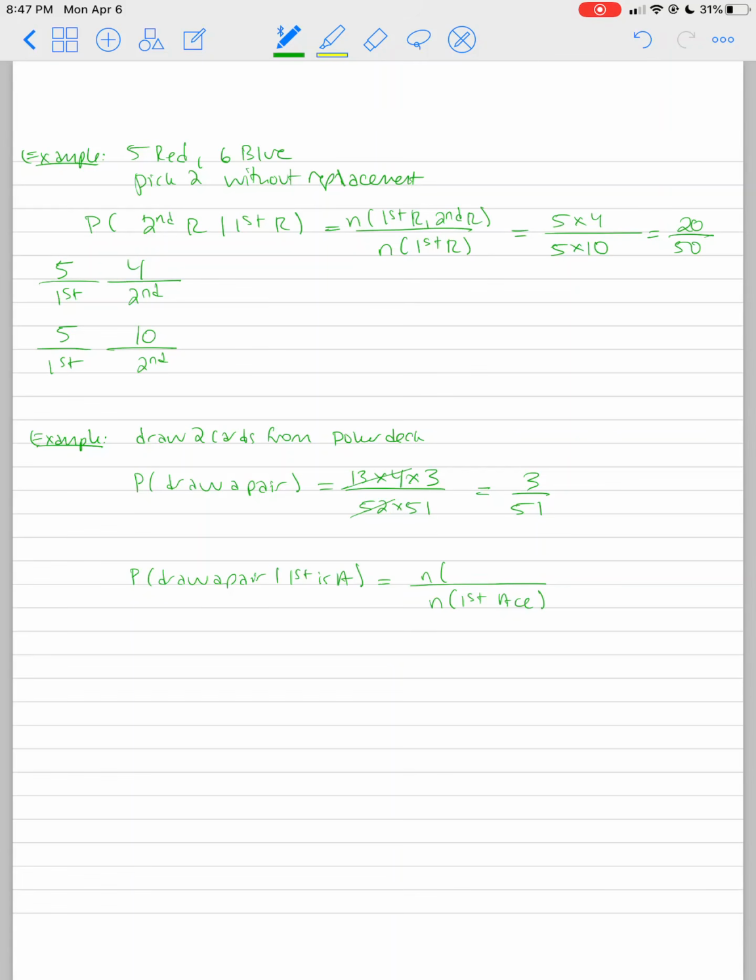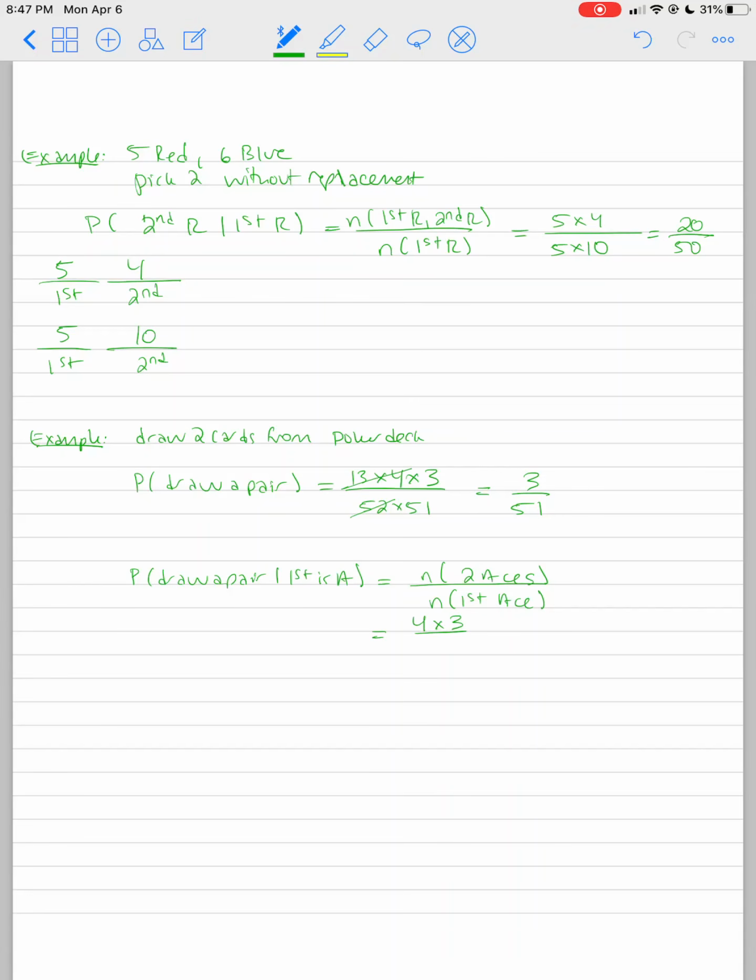On the top, I need to count the number of ways of satisfying both conditions. Well, if your first card is an ace and you have to draw a pair, you need to draw 2 aces. Okay, so how many ways are there to draw 2 aces? Well, there's 4 choices for the first ace and 3 for the second.